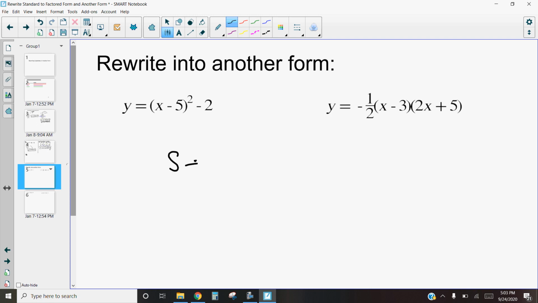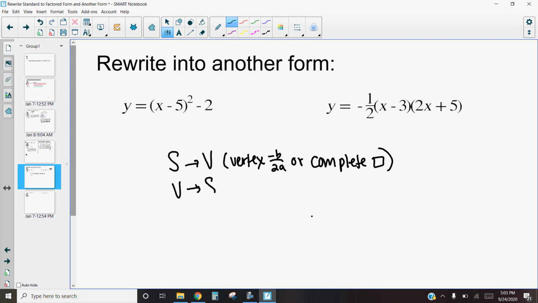We've talked about how to go from standard form to vertex form, and we actually talked about two different ways we can do that. We can find the vertex using negative b over 2a, or we can complete the square. Those are two different ways that we can go from standard form to vertex form. We also have talked about how to go from vertex form to standard form, how to go from standard form to factored form. Now, there are other forms. We can go between each of them. So let's take a look at a couple of these and rewrite them in another form.